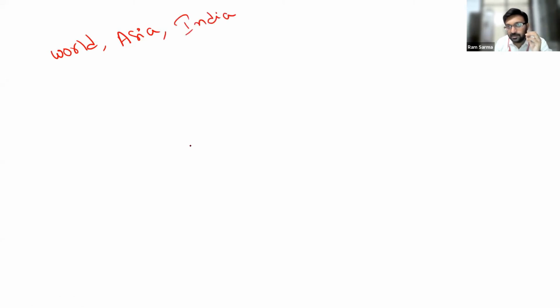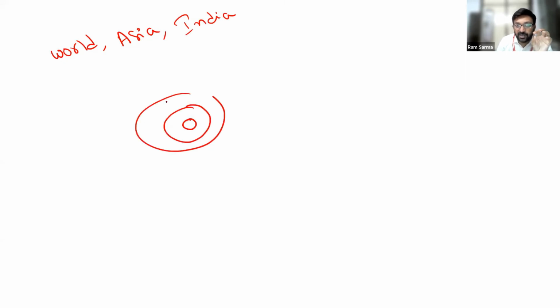Example, just say for instance, world, Asia, India. Clear? When you try to put these three things, when you want to represent these three in a Venn diagram, India, Asia, world. Is that fine?